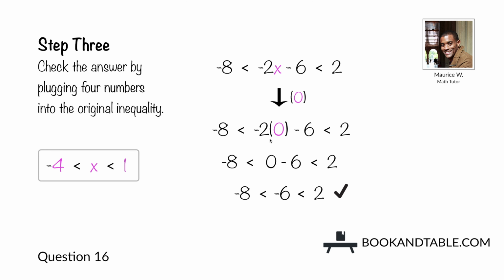When we plug in 0, negative 2 times 0 is 0. 0 minus 6 is negative 6, leaving us with the true statement, negative 8 is less than negative 6, which is less than 2. And now we plug in 1. Negative 2 times 1 is negative 2. Negative 2 minus 6 is negative 8, leaving us with the false statement, negative 8 is less than negative 8. So that confirms that the answer to question number 16 is negative 4 is less than x, which is less than positive 1.